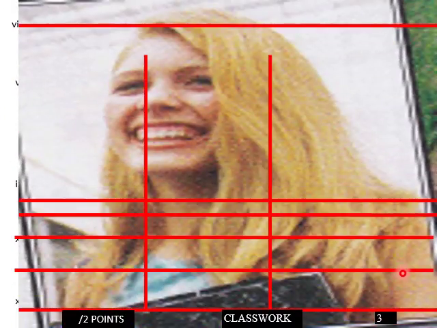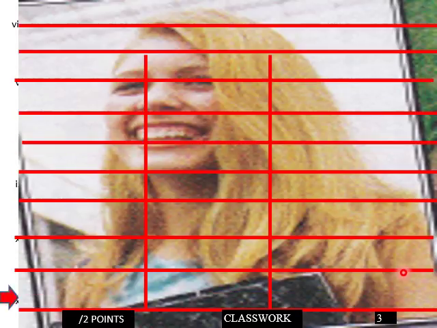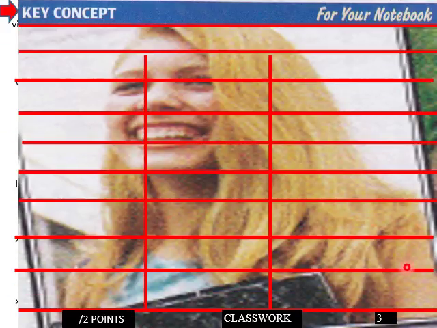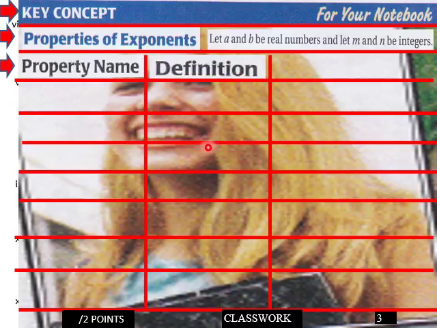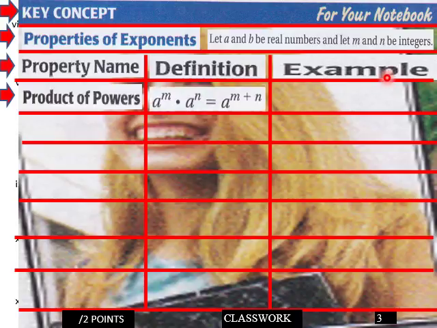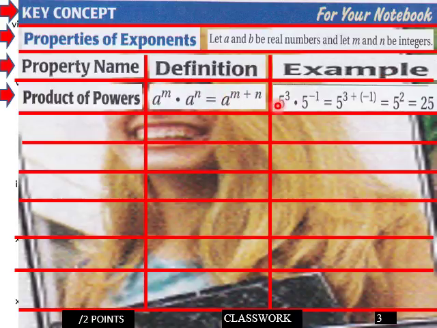So now we go into a table. Properties of exponents. Let a and b be real numbers. Property name, definition, example. So product of powers. Here's our product of powers, and then we have a real numerical example here.